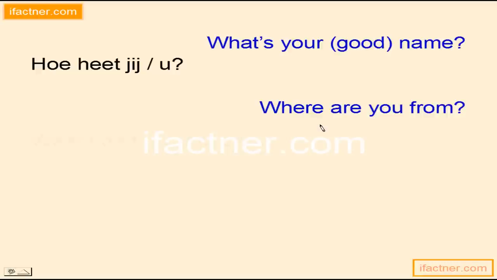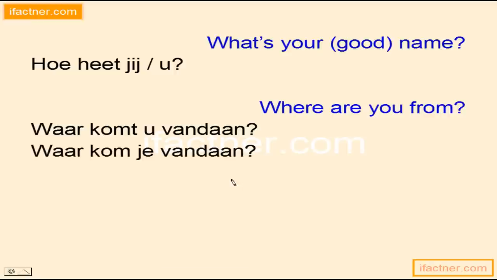Where are you from? Waar komt u vandaan? Or waar kom je vandaan? So just remember that with u we use t, and in the future tutorials I will be telling you why we use t with u and why not with je. Waar kom je vandaan?